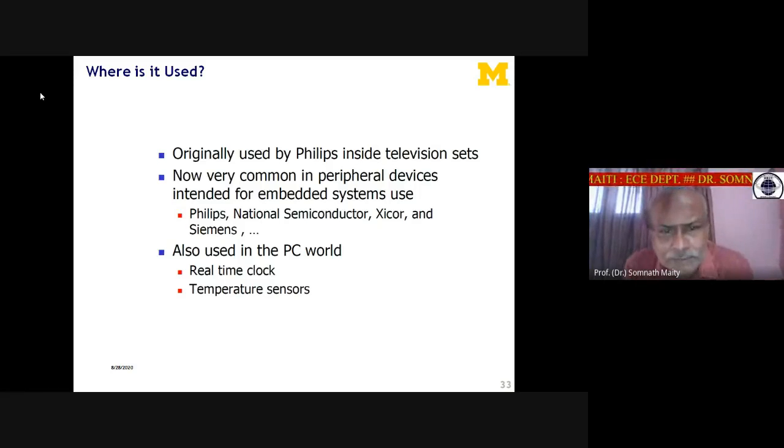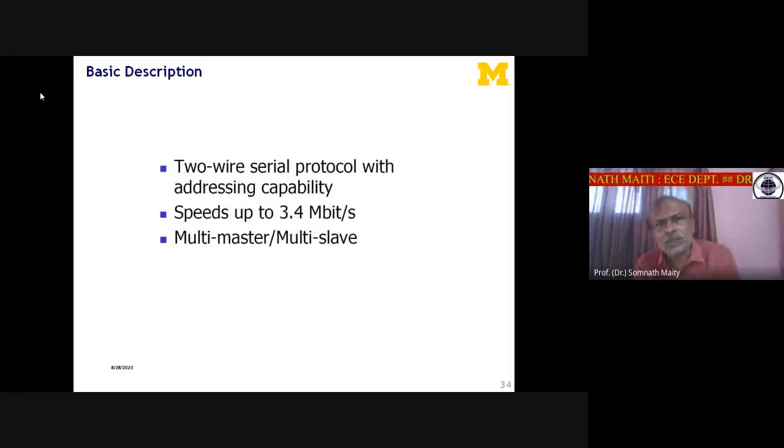Philips, National Semiconductor, Zycor and Siemens are famous companies that used to follow this protocol. It is also used in the PC world. A real-time clock is attached to the processor through this communication link, I2C, and temperature sensors in a system use it. It is a two-wire serial protocol with addressing capability.